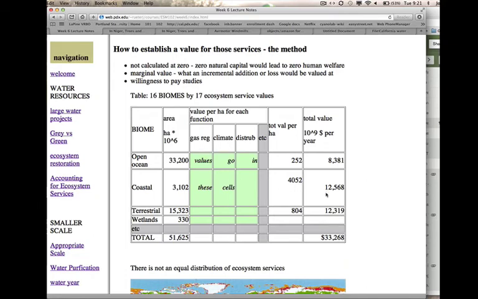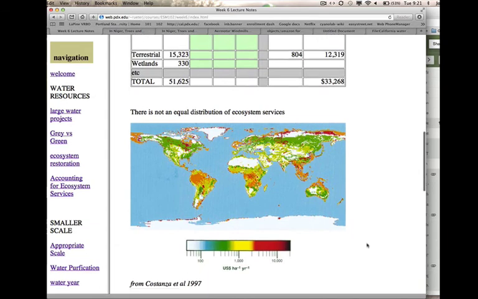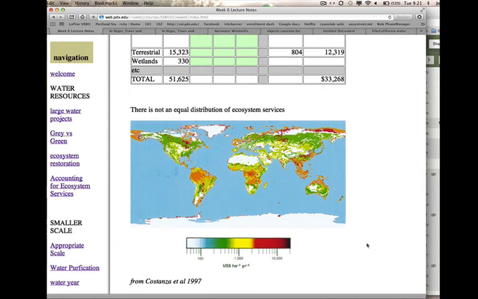I'm going to show you an example here in just a second, 2 examples. One of the problems with this is that it's not equal distribution of those ecosystems across the world. So there's areas with very low ecosystem service values and areas with very high ecosystem service values. So again, look at this plot here. The colors are 100, 1,000, and 10,000 US dollars per hectare per year.